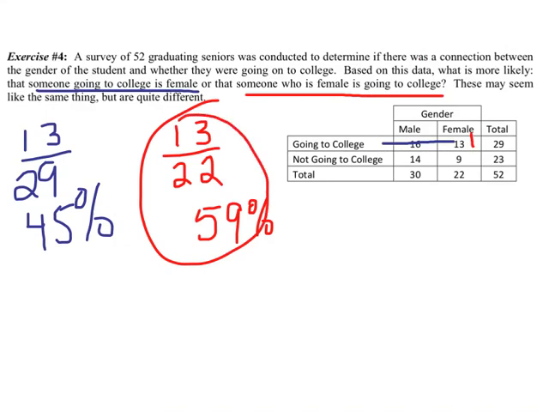Today, I hope that you learned the difference between conditional relative frequencies and joint relative frequencies. Understanding that the word conditional, you stay within the row or column. The word joint says that we're going to use our total.